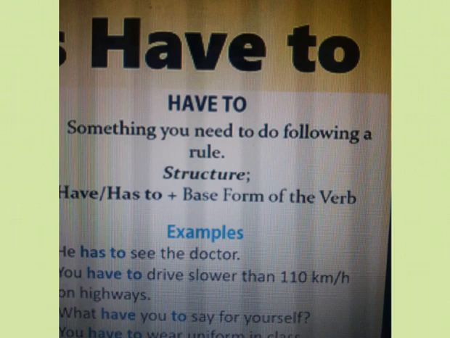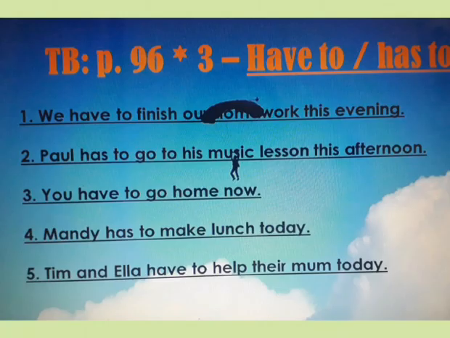Let us answer page 96, exercise 3. Put the words in order to make sentences. So number 1, finish our homework, have this evening to we. The correct order is: we have to finish our homework this evening. Complete this activity on page 96.